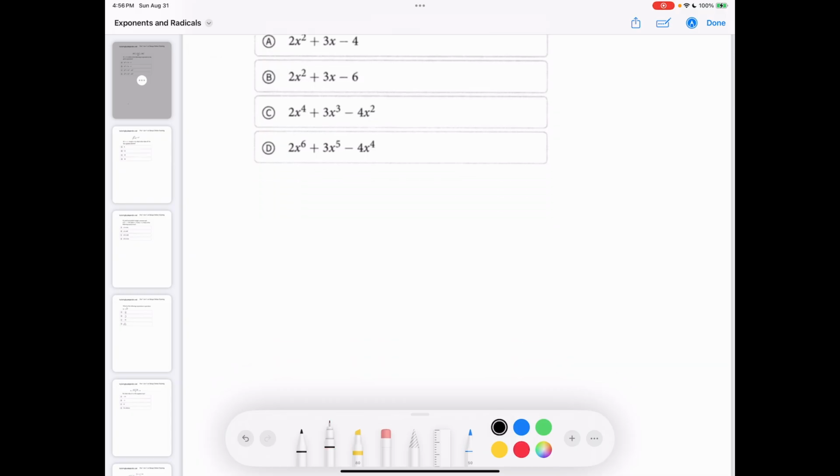Okay? So an exponent tells us how many times to multiply a number by itself. So for example, let's say you have 2 to the third. This is simply 2 times 2 times 2 equals 8. Okay? And the 2, in this case, is what we call the base. And the 3 is what we call the exponent.